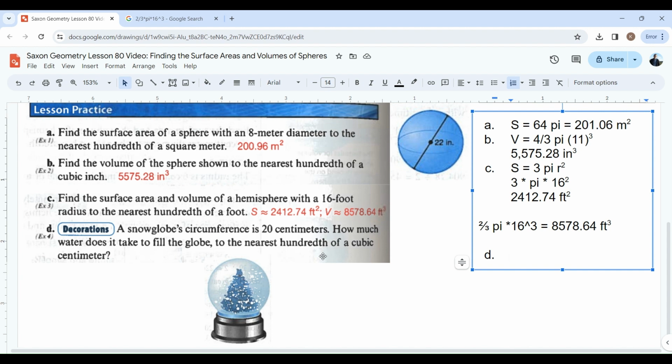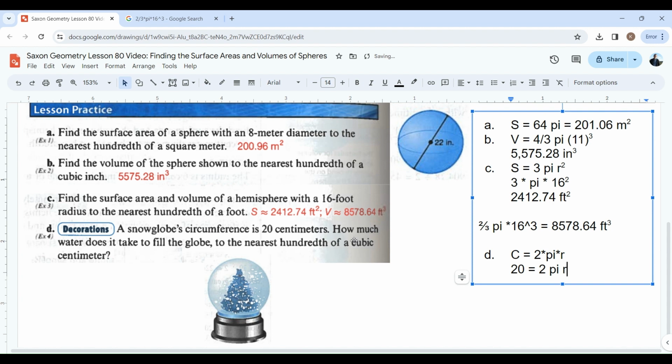But they are making this all sorts of hard because instead of giving us a diameter, which we can deal with, or a radius, which is the easiest, they give us a circumference. So we need to remember that the circumference equals pi times the diameter, which is 2 times pi times the radius. So I could do 2 pi r. We need to take this circumference: 20 equals 2 times pi times the radius.